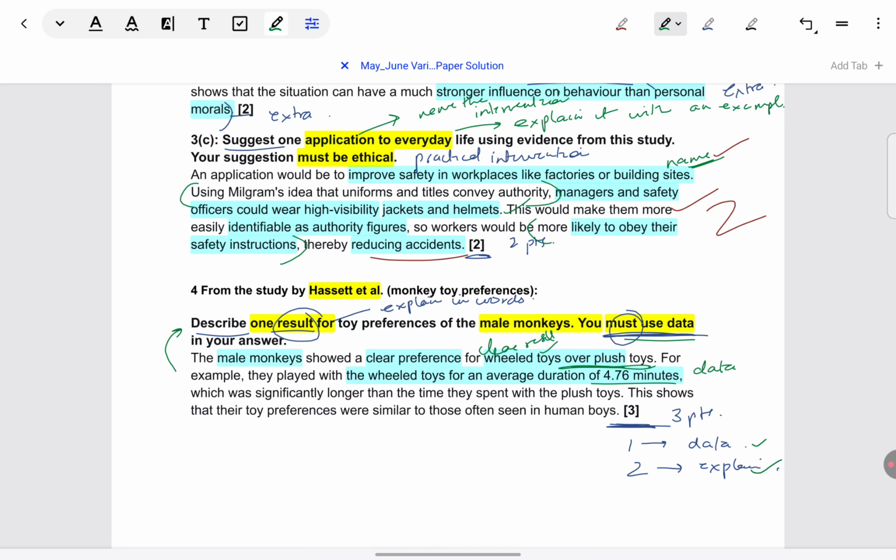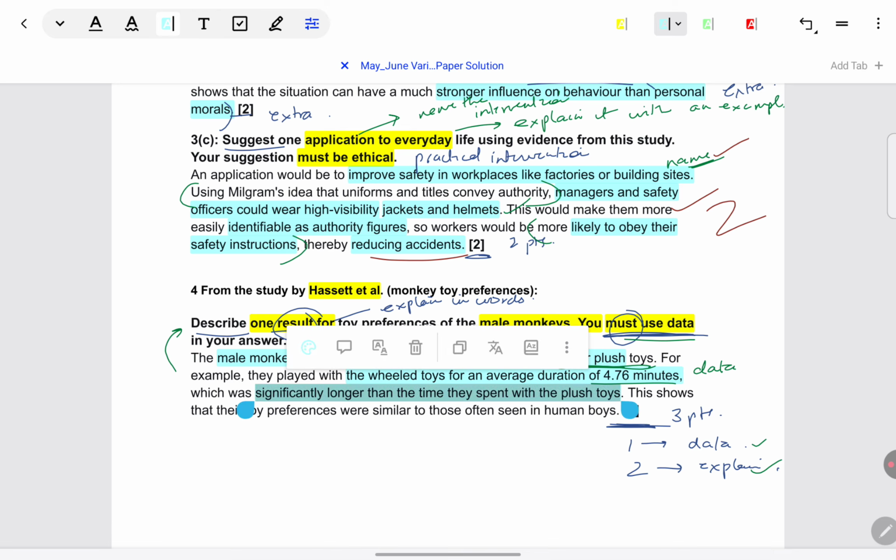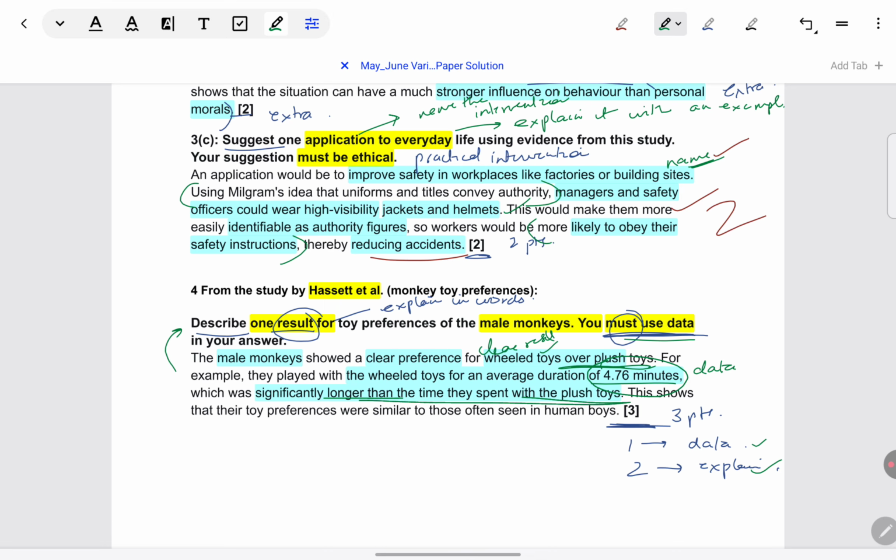As we go increasingly into questions worth more marks, like 3 marks and more, you will realize there are multiple strategies of answering those questions. So take the model answers as only one of the ways of answering. A piece of data has been given which is aligned with the result, and then further, this data is explained in words: it is significantly a longer time than what they played with plush toys. So the result which is given in numbers is here explained in words. It's a longer duration. So another mark for that.